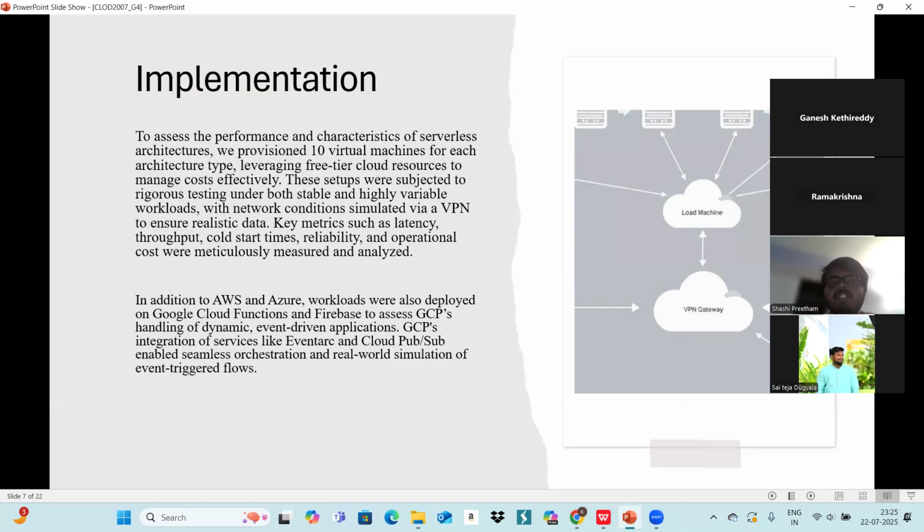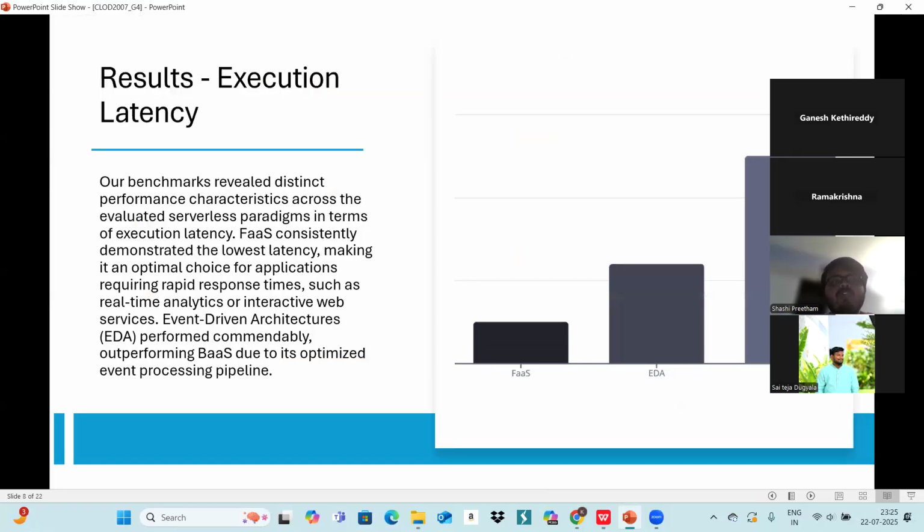Coming to event-driven architecture, EDA, it came close to function as a service, but added slight delays due to message queues and publish/subscribe brokers. However, it was more resilient under spikes and distributed loads. Whereas backend as a service was slightly slower, averaging around 300 to 400 ms, especially when multiple third-party services like Firebase Authentication or Firestore were involved. So, function as a service leads in raw speed, but EDA is better for decoupled, resilient workflows.